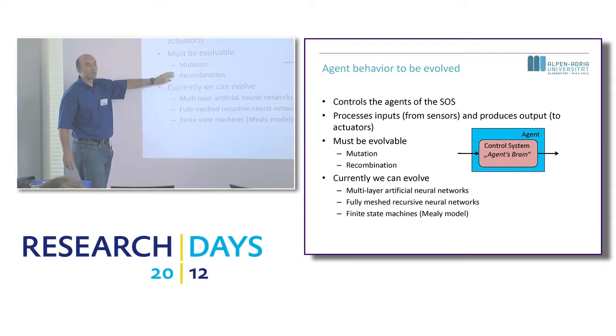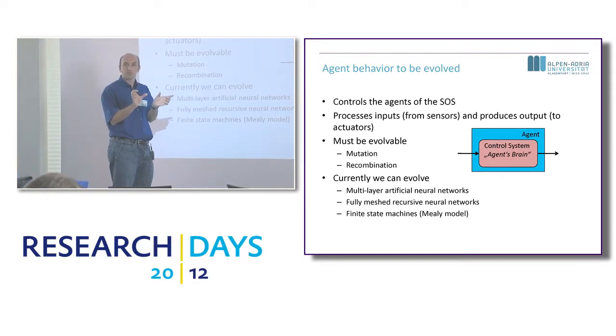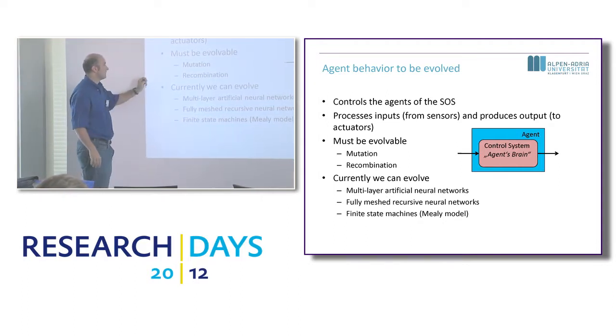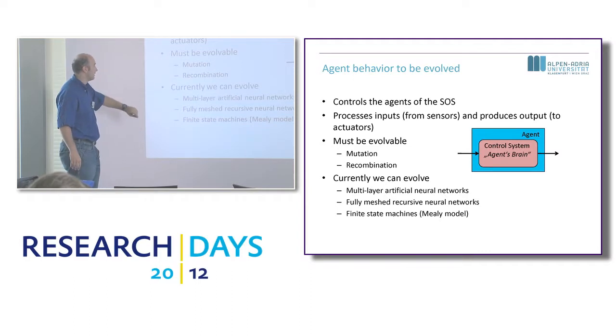The other thing would be recombination. Recombination means that I have two parents, a father and a mother. Both have quite good traits, good behavior, and I'm mixing both of them into one child. And then I'm testing the child. And this is basically what we need to run this evolutionary algorithm.